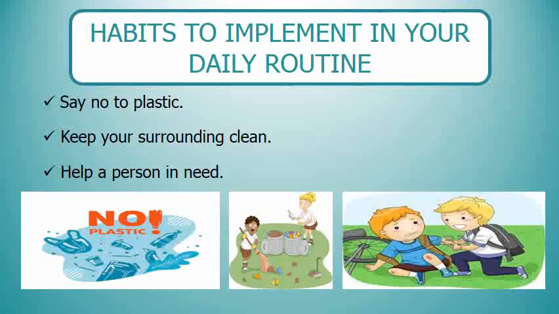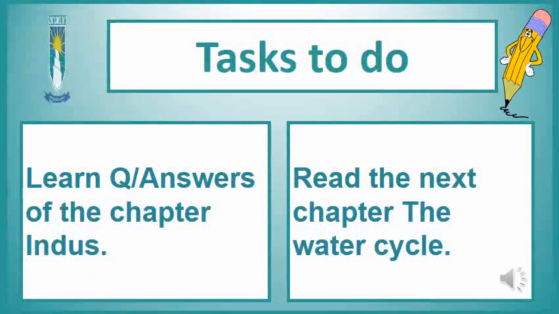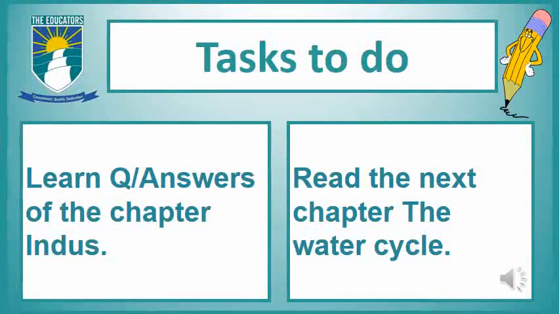The second point is keep your surrounding clean wherever you are. The third point is help a person in need because you never know how badly they need your help. Here are some tasks for you to do. The first task is learn question answers of the chapter. The second task is that you have to read the next chapter, the water cycle.